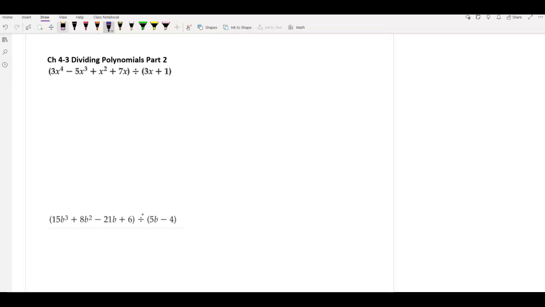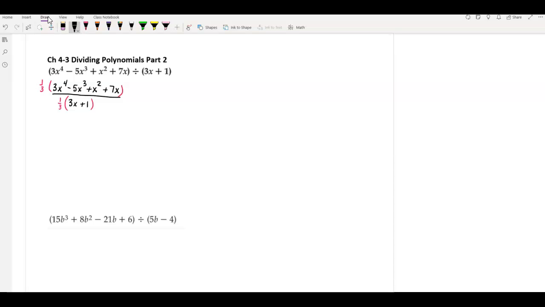All right, so what we're going to do is we have 3x to the 4th minus 5x cubed plus x squared plus 7x divided by 3x plus 1. Now, I need this 3x to be just a single x, which means I have to multiply it by the reciprocal of my leading coefficient. So the reciprocal of 3 is 1/3. If I do it to the bottom, I must do it to the top as well.